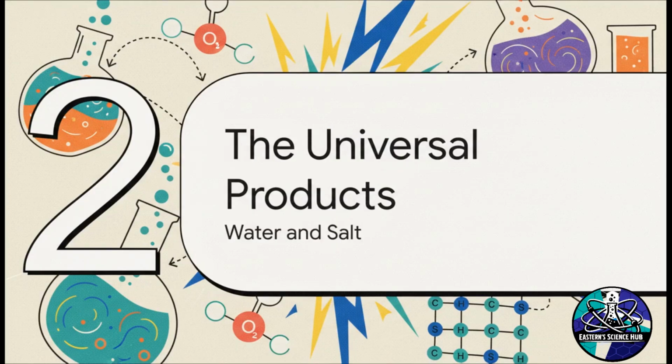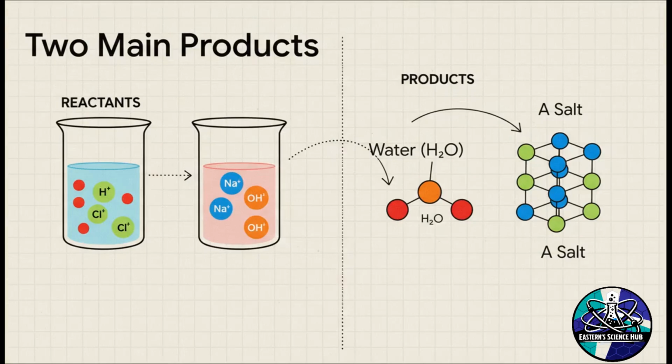Okay, so we've established that water is always one of the products. But what about the other parts of the acid and base molecules? They don't just vanish, they form something else. In fact, every neutralization reaction gives us two very predictable products. So, product number one is always water, H2O. We know that comes from the H+ and OH- ions. Product number two is what we call a salt.